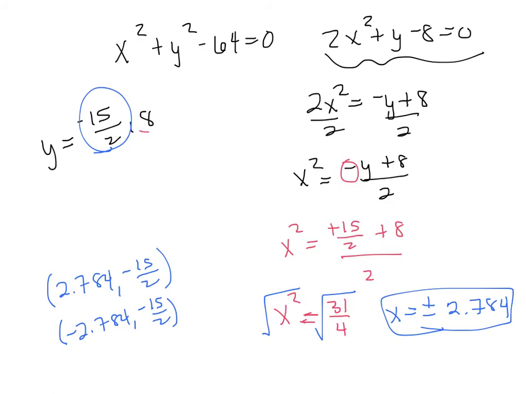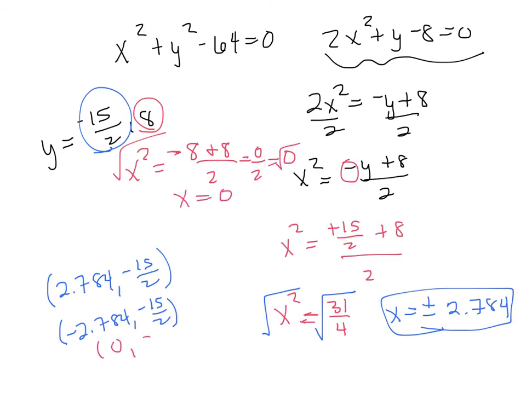And then we need to put in 8. So x squared equals negative 8 plus 8 divided by 2. Well, that's going to be 0 divided by 2, which is 0. If you square root it, you're still getting 0. So our third point is 0, 8.